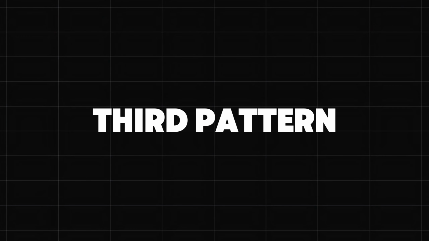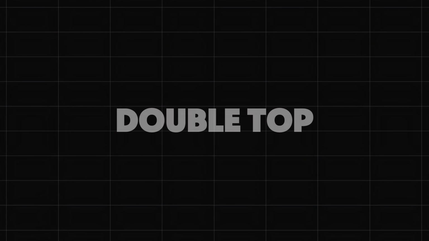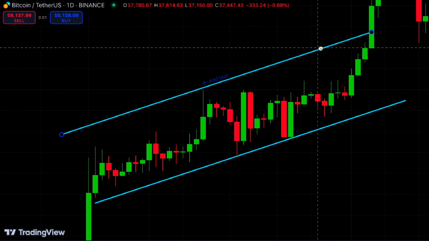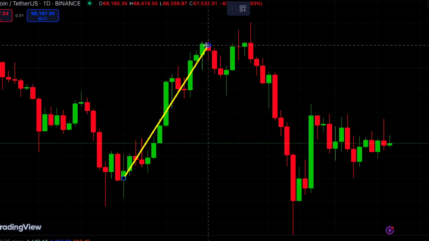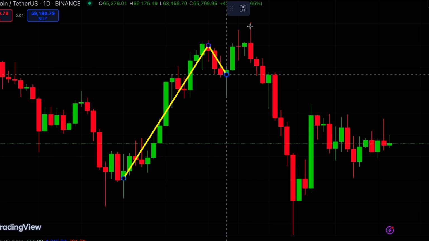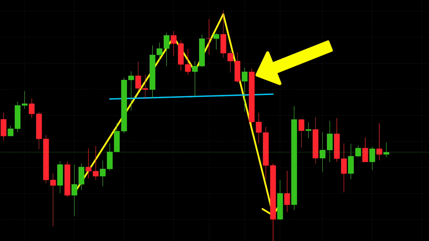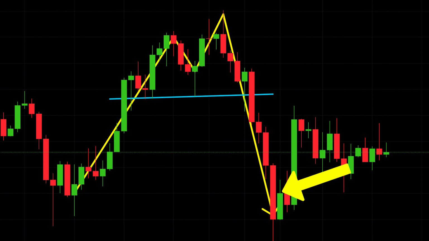The third pattern, double top. This is a local trading pattern that is possible in case of an uptrend at the price peak. The pattern is formed by two equal or approximately equal price tops with one local low between them. After the end of the figure, a downtrend is predicted, at which point a sale is made.